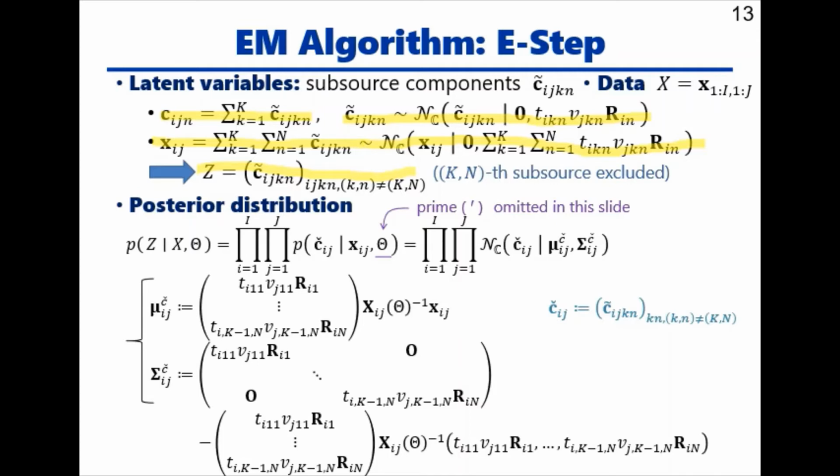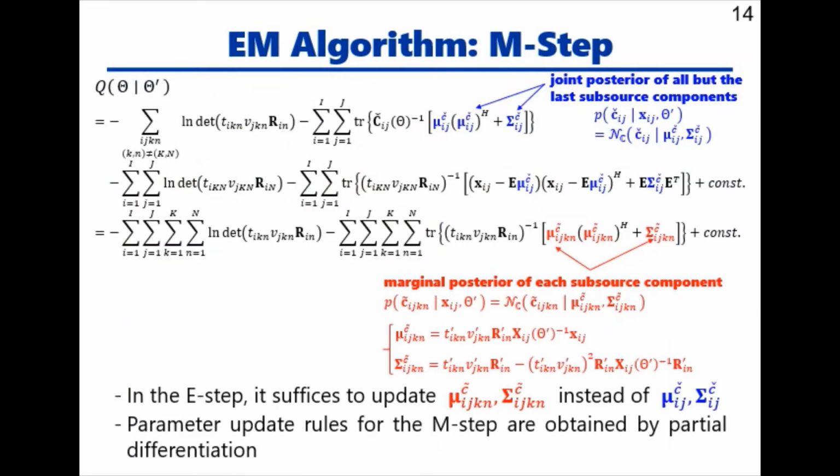Although we omit the derivation, the posterior distribution to be computed in the E step turns out to be a Gaussian distribution. And the mean mu and the covariance matrix sigma are defined as in these equations. Although we omit the derivation, the Q function is given by this equation.